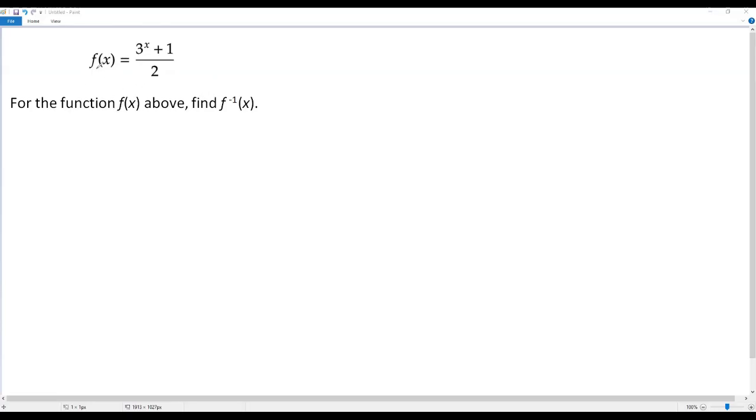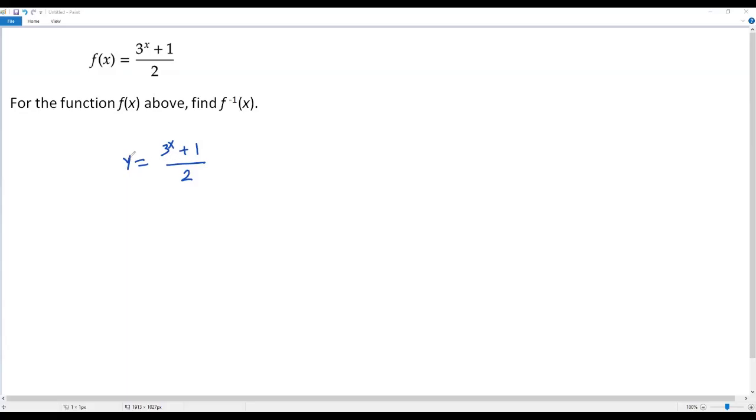Okay, now to get f inverse of x for the given function f of x, the first step is to replace f of x by y. Then I'm getting y equals 3 to the x, to the power positive 1, divided by 2. Okay, I have completed the first step. Now I have to do the second step.